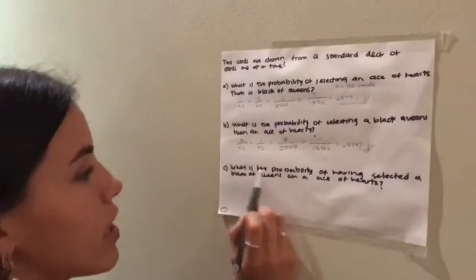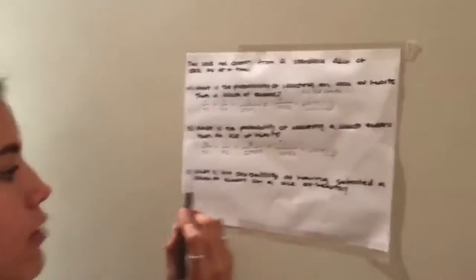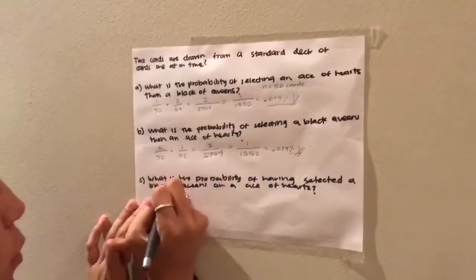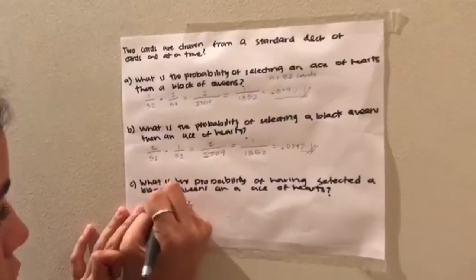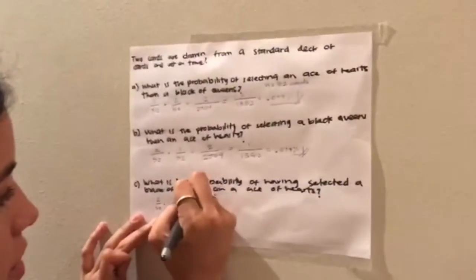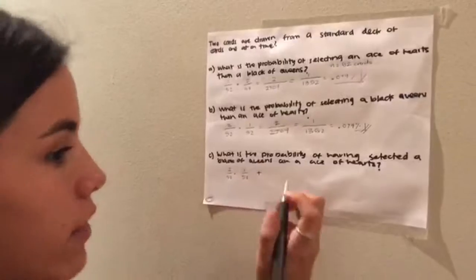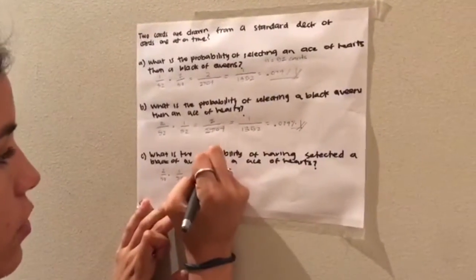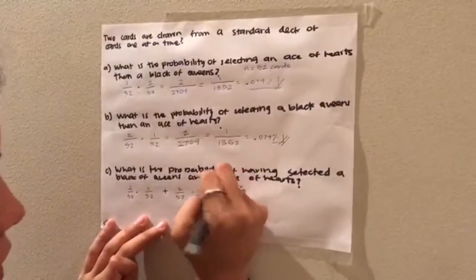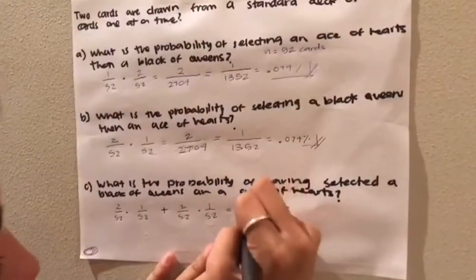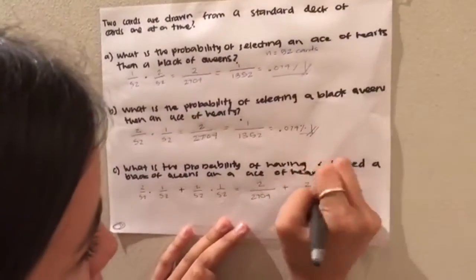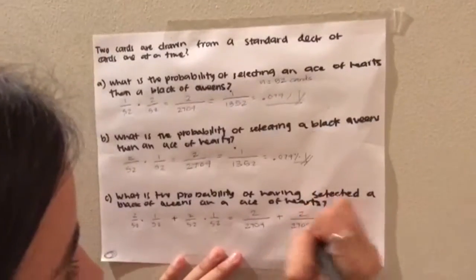Letter C, what is the probability of having selected a black queen and an ace of hearts? So, select the black queen, it will be 2 out of 52 times an ace of hearts, 1 out of 52, plus, because it's an OR, then is 2 out of 52 times 1 out of 52. So it will be 2 out of 2,704 plus 2 out of 2,704.